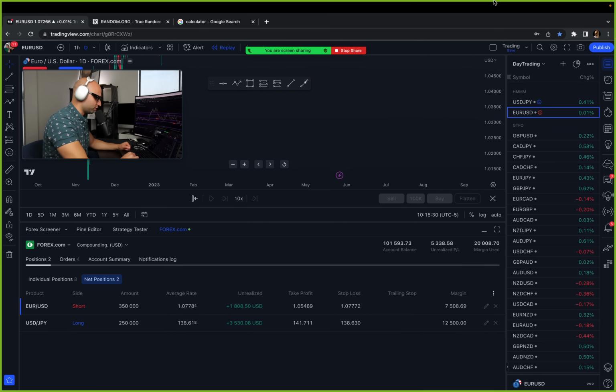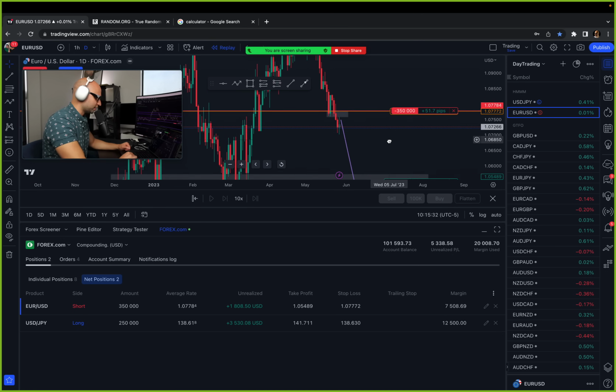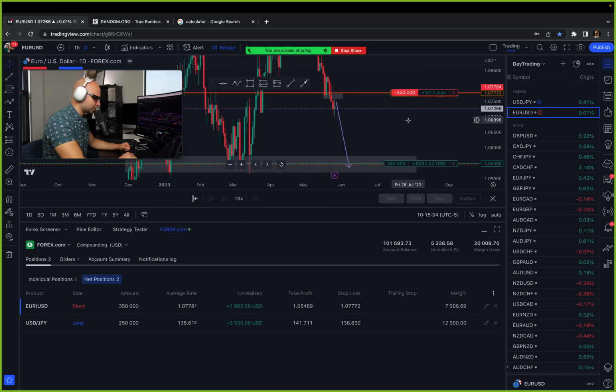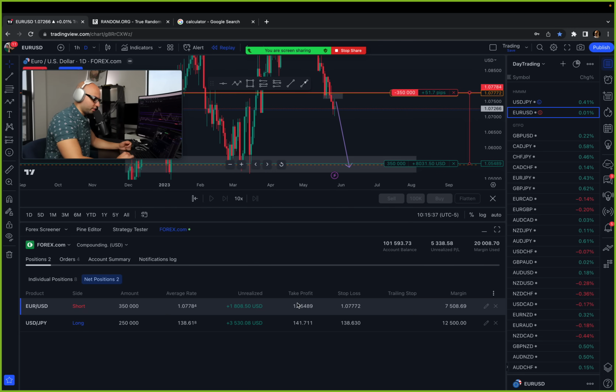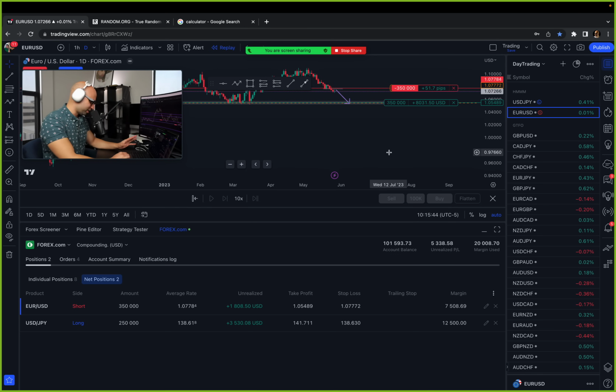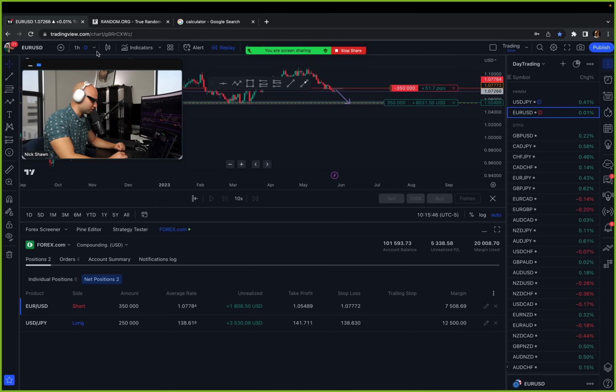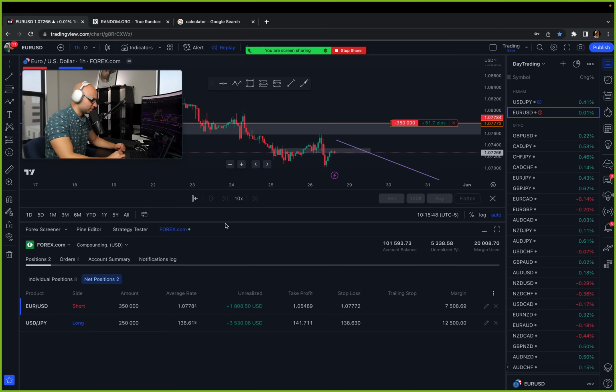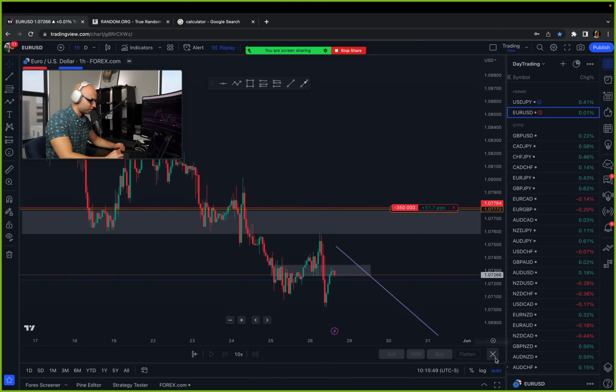Same thing on Euro USD. Price broke and retested this support zone, turned into resistance, and then I sold. And if this wins, it'll be $8,000. I'll make probably like 13 or 14 grand on these trades combined, depending on if I add to them and if they work out and all this and that. So it's pretty awesome. It's pretty sweet. And it's also pretty simple. And I'm literally going to show you everything right here in this video.